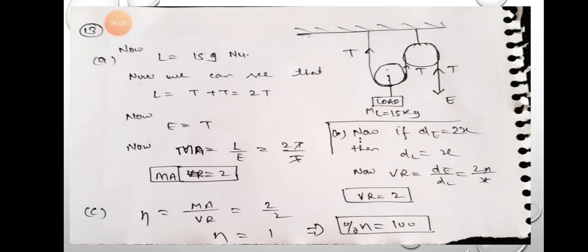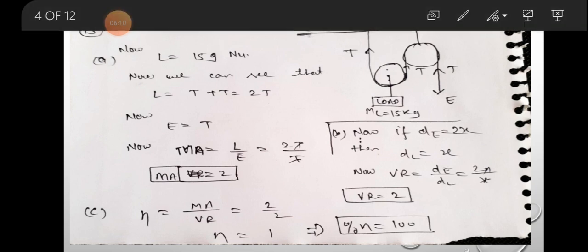Now from the figure we can say that this load is equal to this T plus this T, because this load is acting downward, and in this pulley there are two forces. This is the first tension force and this T is the second tension force. So L is equal to T plus T, that is 2T. Now we can easily figure out that effort is always equal to T. Now mechanical advantage is equal to L upon E, so 2T upon T, T and T will get cancelled, so MA is equal to 2.